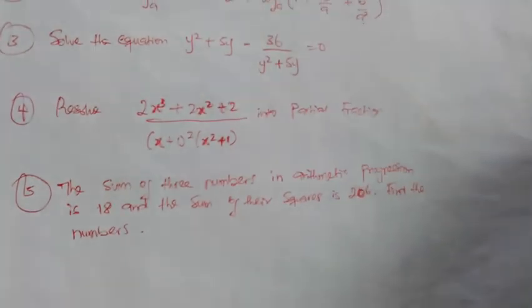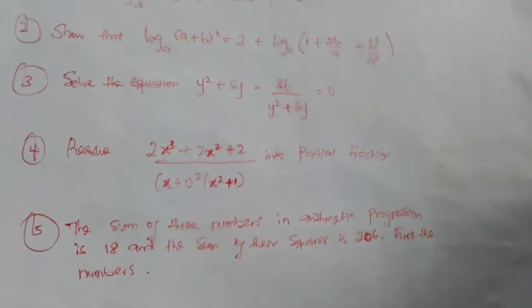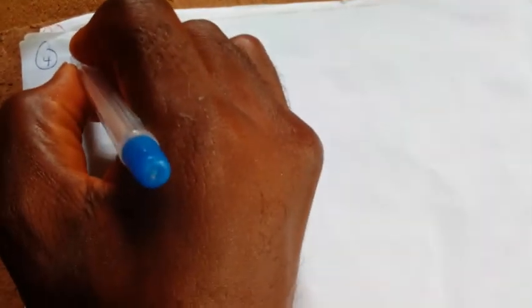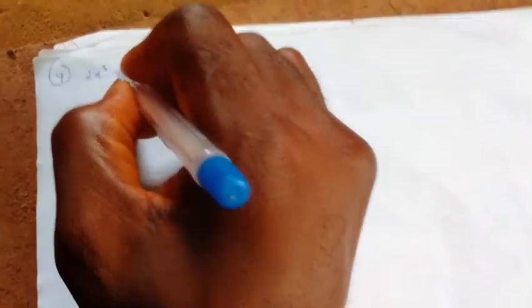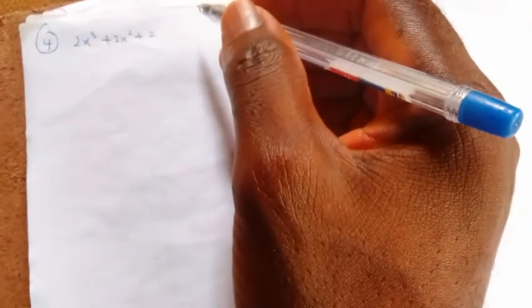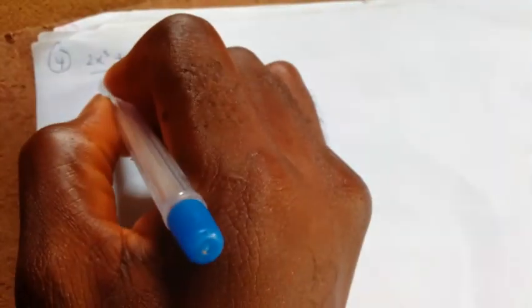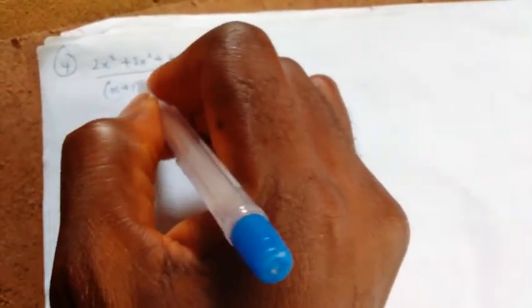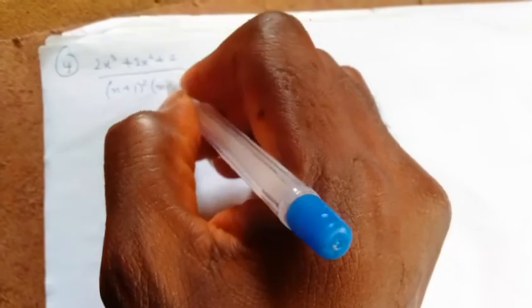Now for number 4 question, we have to resolve this into partial fractions. Now how do we resolve into partial fractions? Let's see how we're going to do it. Number 4, we have 2x cubed plus 2x squared plus 2, over x plus 1 all squared into x squared plus 1. Now, that's the question. How do we resolve into partial fractions?